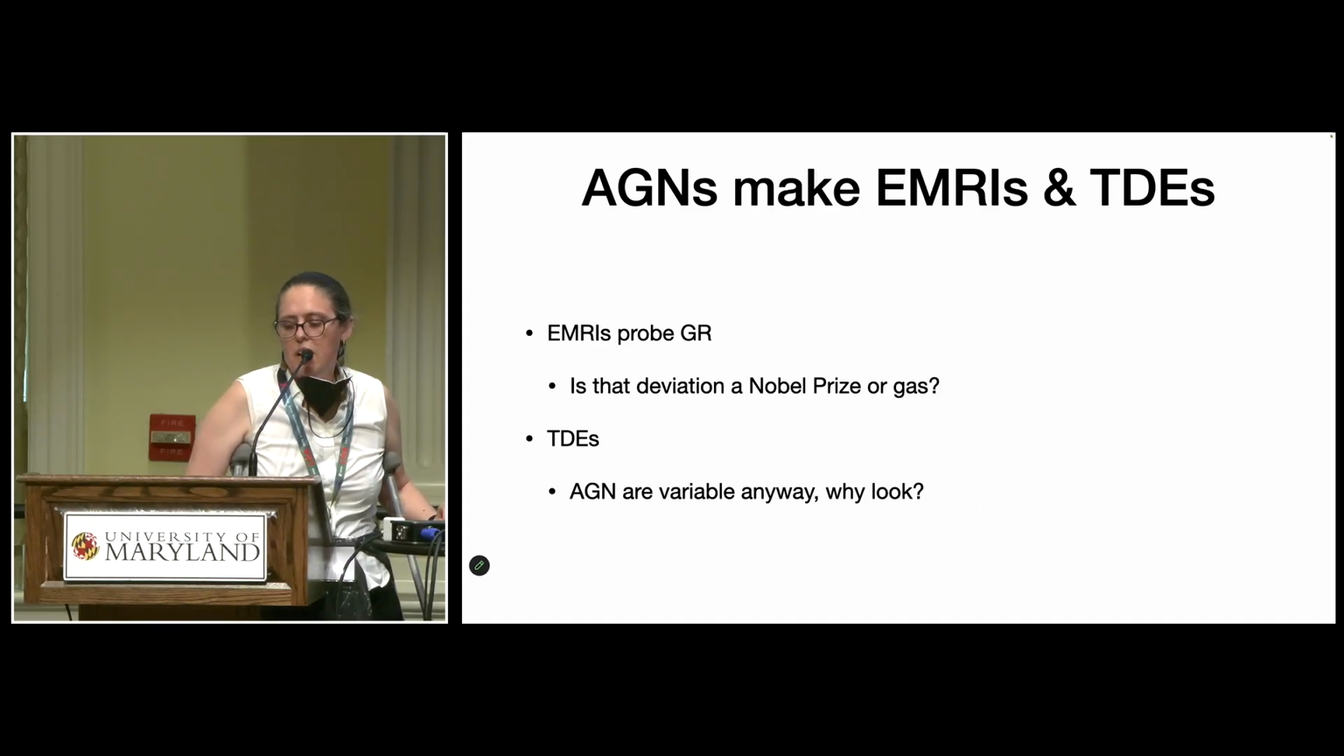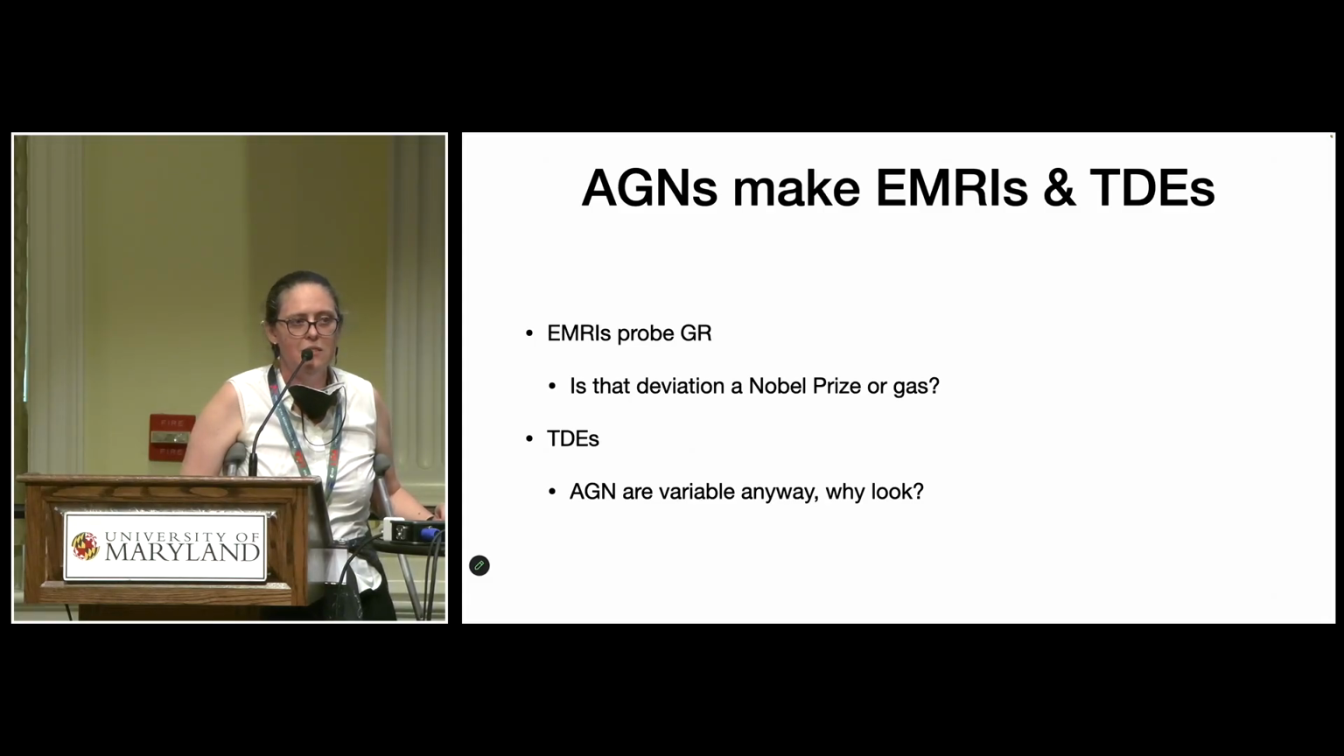However, one of the reasons why people get very excited about studying EMRIs is because they probe the space-time in the immediate vicinity of a supermassive black hole to exquisite precision. We will be able to do amazing tests of GR. However, it would be good to know if the deviation that you were measuring in your waveform is worth a Nobel Prize or you just had some gas. And tidal disruption events are cool. But mostly people don't look for them in AGN because AGN are already super variable, and so why would we bother? That's just a pain.